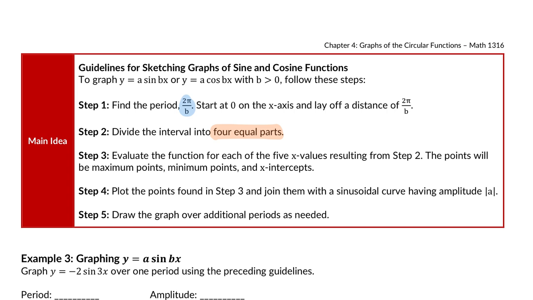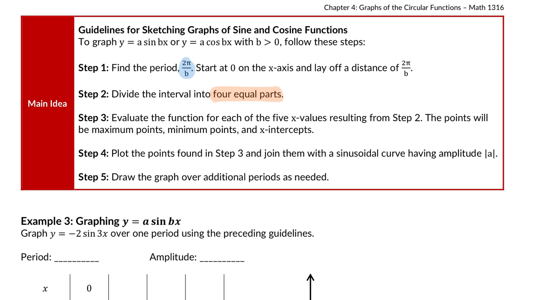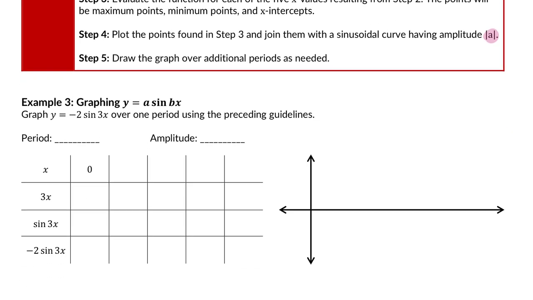We'll go ahead and do those in... I don't want to even do them in green. We're going to do them in regular colors. Okay. Then step 4, we'll plot the points found in step 3 and join them with a sinusoidal curve having the amplitude absolute value of A. We're double checking that we have the right amplitude here. And draw the graph over an additional period as needed.